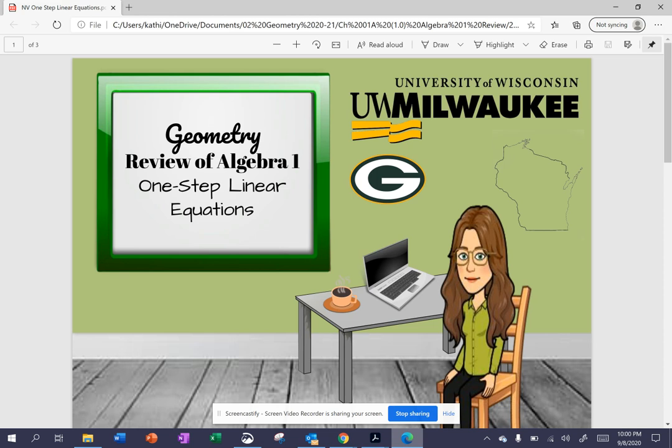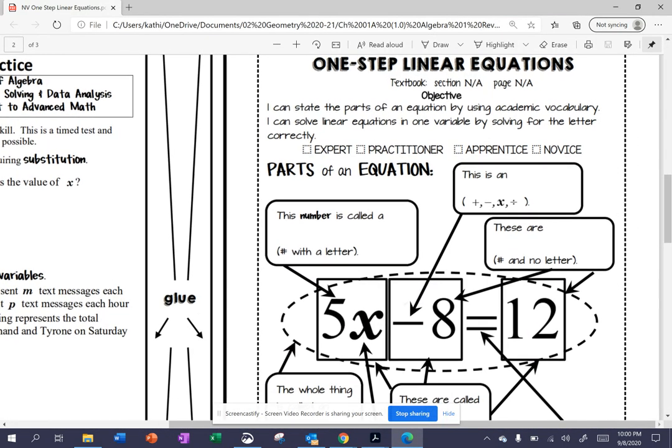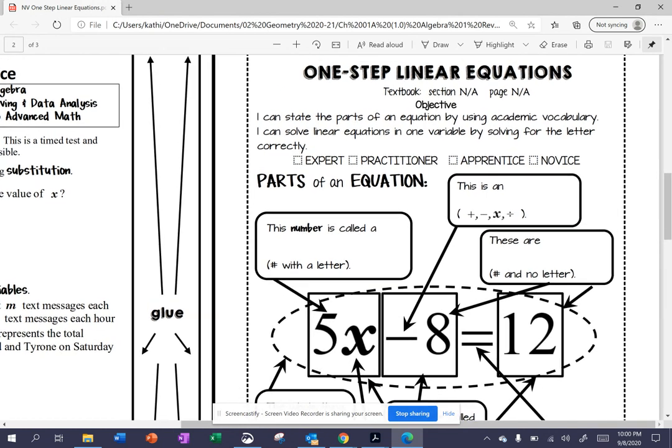Today's lesson is one-step linear equations. Let's start out with some vocabulary with our learning objective. So our learning objective is I can state the parts of an equation by using academic vocabulary. I can solve linear equations in one variable by solving for the letter correctly.